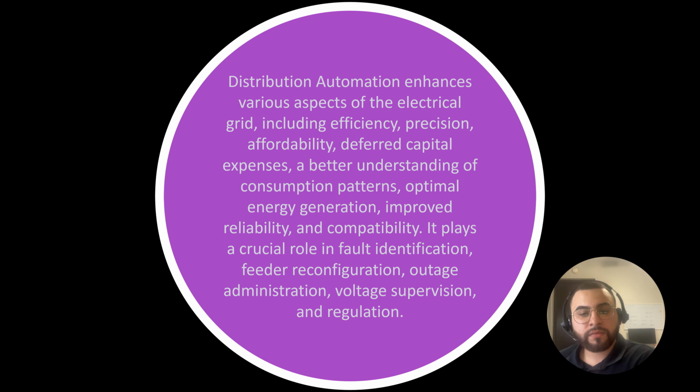Number two, affordability and deferred capital expenses. Distribution automation offers a cost-effective solution by automating tasks such as fault identification and feeder reconfiguration. This not only minimizes operational costs but also contributes to deferred capital expenses by extending the lifespan of grid infrastructure through proactive maintenance.